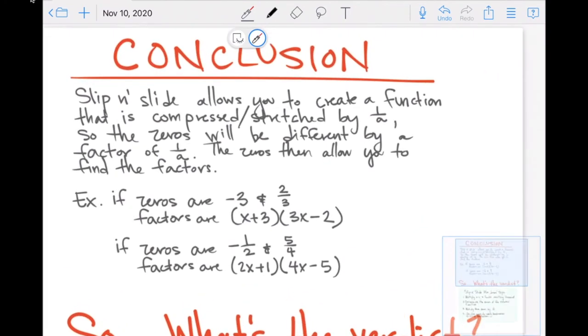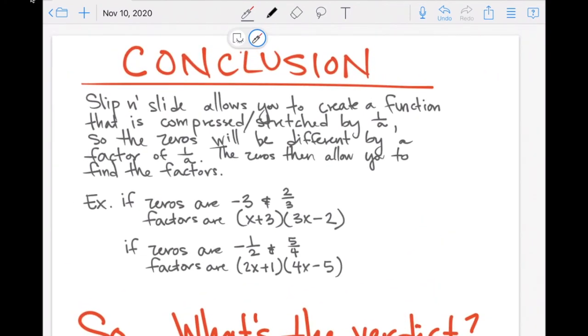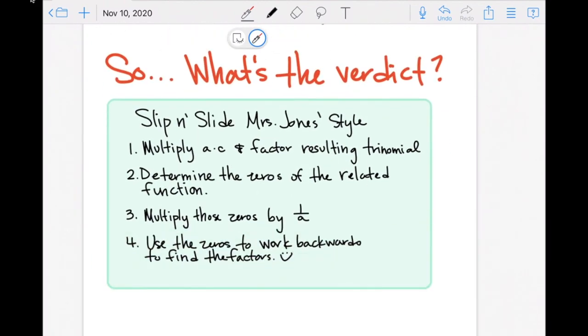So, conclusion here. Slip and slide does allow you to create a function that is essentially compressed, and every once in a while it could be stretched by a factor of 1/a. So then the zeros will be different by a factor also of 1/a. So if you can find the zeros of the easier function where you multiply the a and the c value, then you can multiply those zeros or those solutions by 1/the a value and then back up to find your factors. So final verdict is, do I like slip and slide?